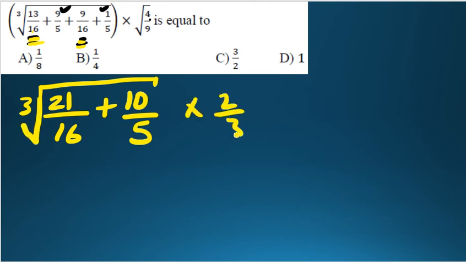Multiply with 2 over 3. So it will be 13 plus 9 must be 22 over 16 plus 10 over 5. I add this one with this one because the denominator is the same. I add the numerator. Next step, I can simplify. This one by 2, 8, this one by 2, 11, and this by 5, 1, this by 5, 2. Then in the cube root, what do I have now?